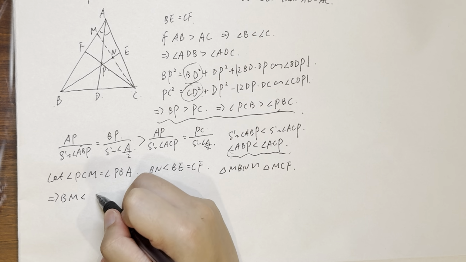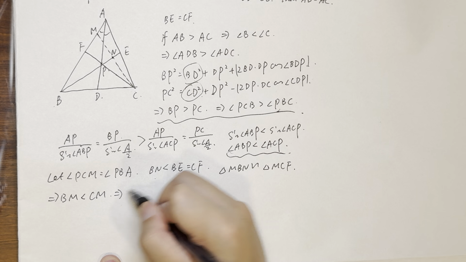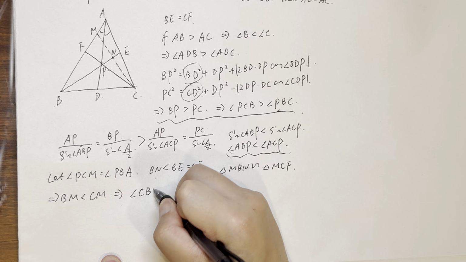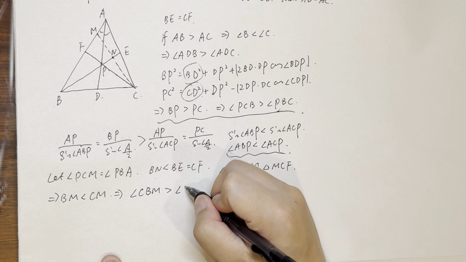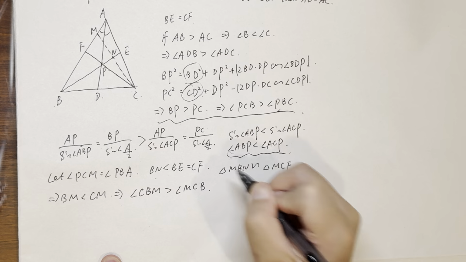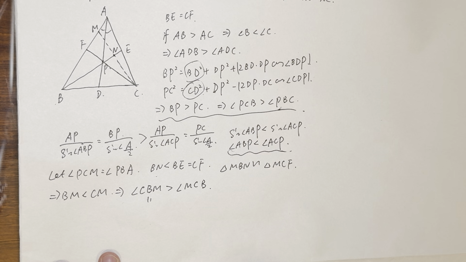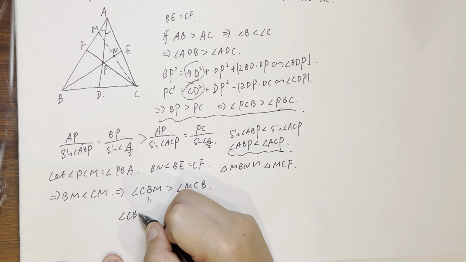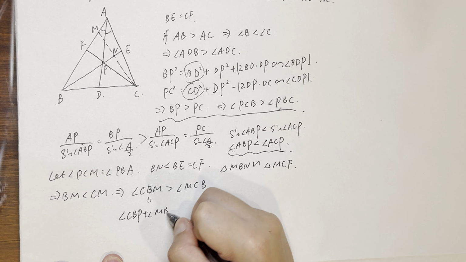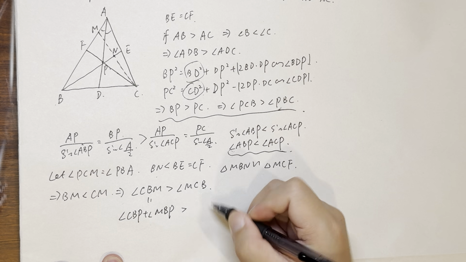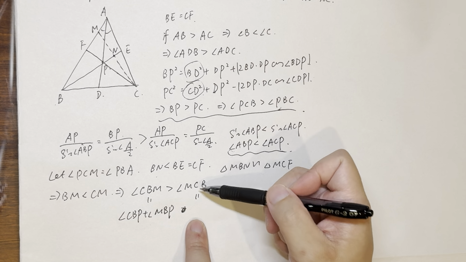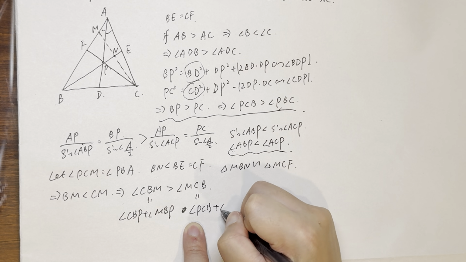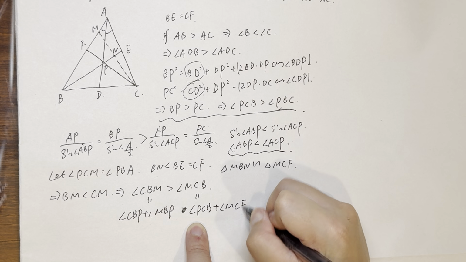So we know that BM is less than CM, which means angle CBM is larger than angle MCB. And what is angle CBM? The angle CBM is angle CBP plus angle MBP. And angle MCB is angle PCB plus angle MCF.